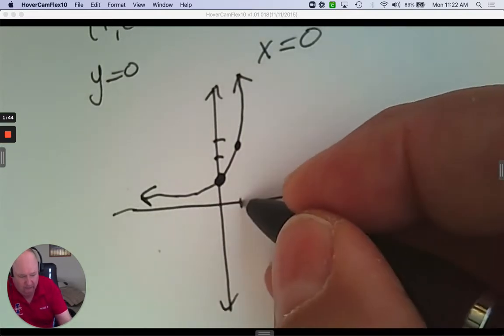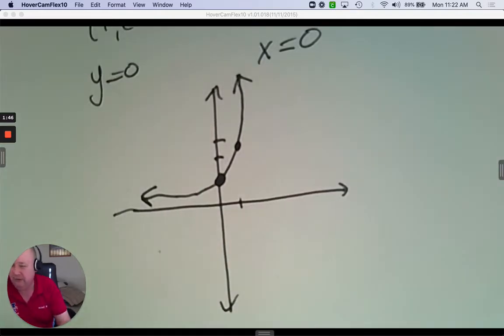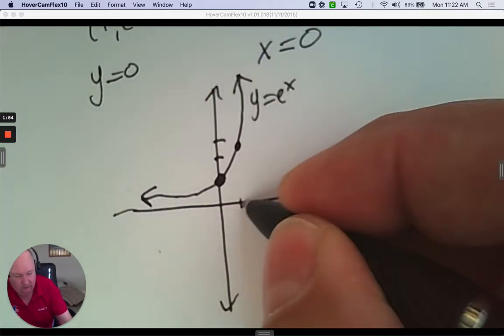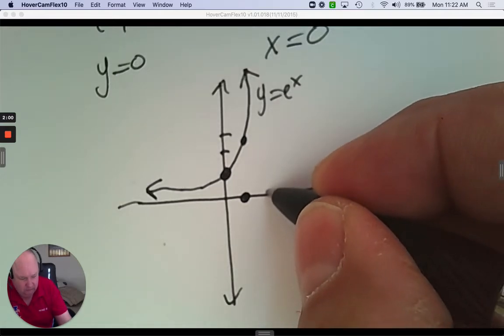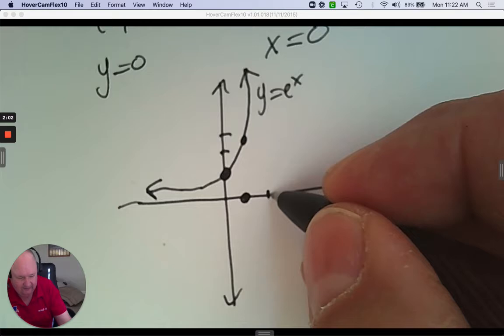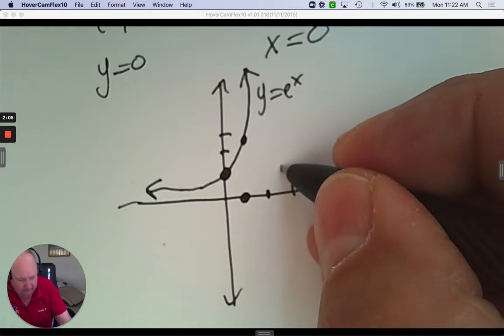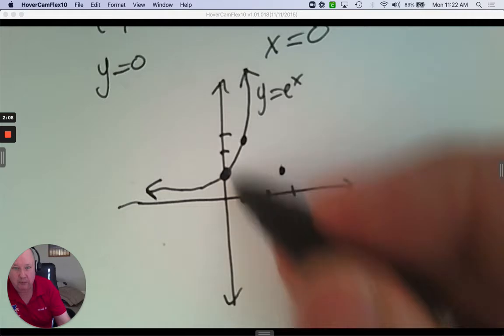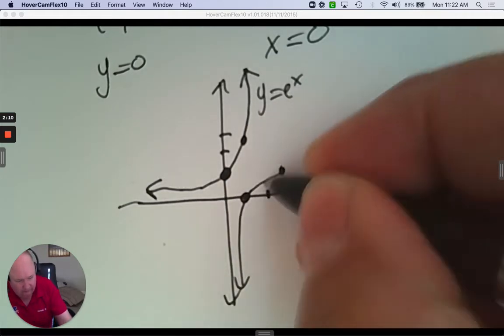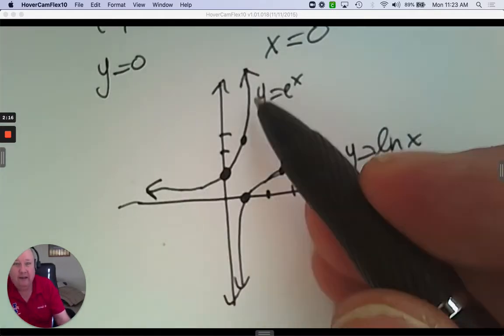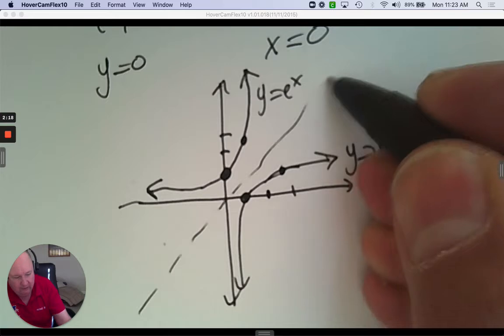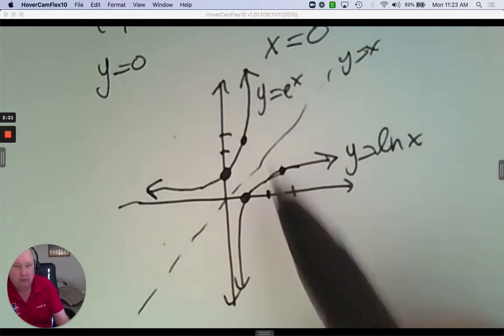For ln x, maybe I'll do this in a different color. Whatever. So this is y equals e to the x. For ln x we have (1, 0), and then (2.7, 1). And then the asymptote would be at x equals 0, but this would be the curve of ln x. So can you understand e to the x and ln x? If you drew the line y equals x, they would reflect over that line.